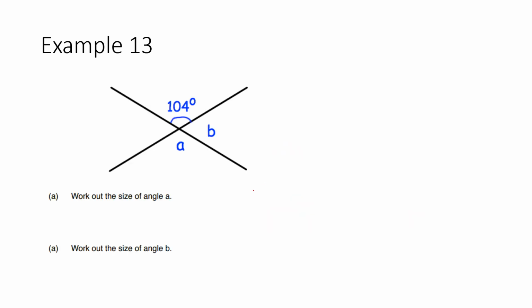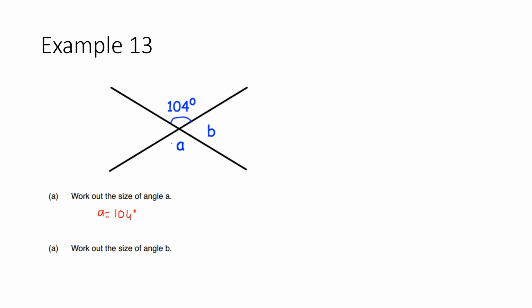Final example, it's split into 2 sections, so work out the size of angle A, and then the next part is work out the size of angle B. So angle A is vertically opposite the 104 degrees, so therefore we'll know that A is equal to 104 degrees.